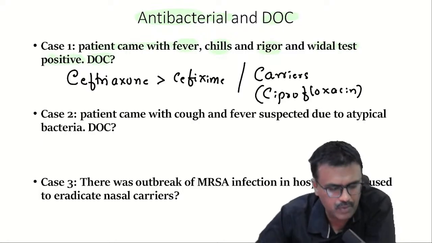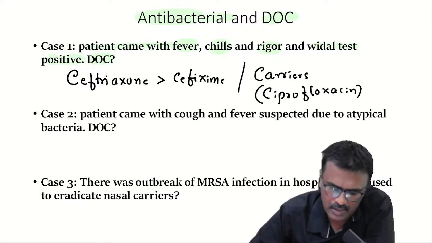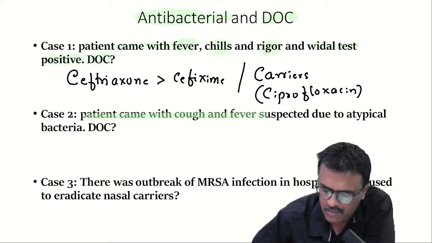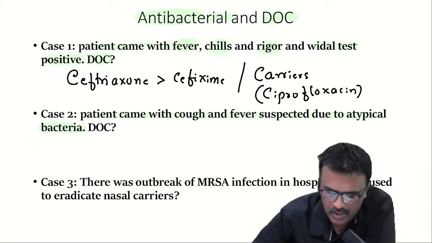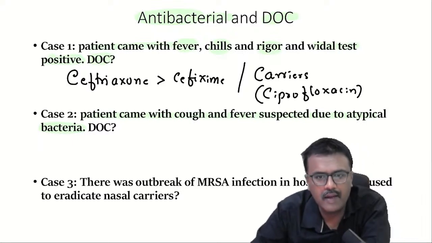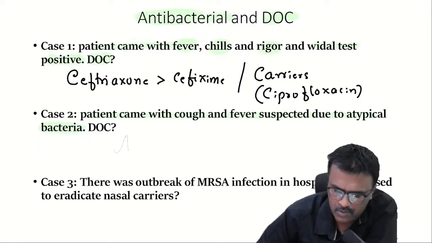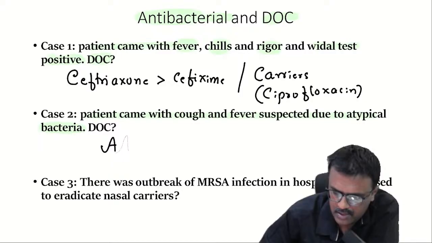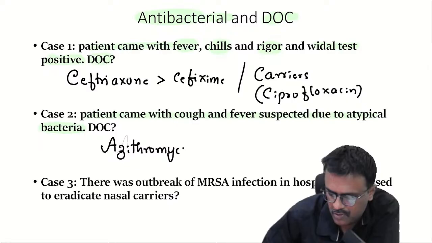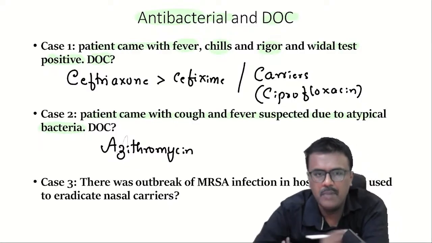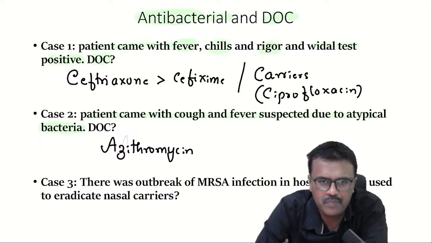Then case 2, patient came with cough and fever suspected to be atypical bacteria. What are atypical bacteria? They are chlamydia, mycoplasma. For that, the drug of choice would be azithromycin. Will beta-lactams work on atypical bacteria? No. Because, for example, mycoplasma doesn't have a cell wall. Then beta-lactams won't work on this mycoplasma.